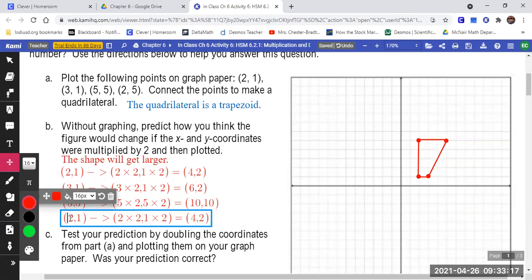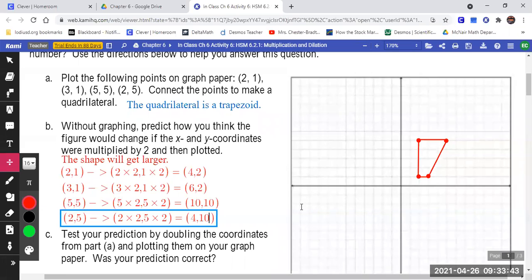So all I'm doing is taking the coordinates from A and doing what they told me to do, which is multiplying the X and the Y by 2. And the last one was a 2, 5. So 2 times 2 and 5 times 2. What's that going to be? 4, 10. Okay, so these are my new coordinates that I need to graph.